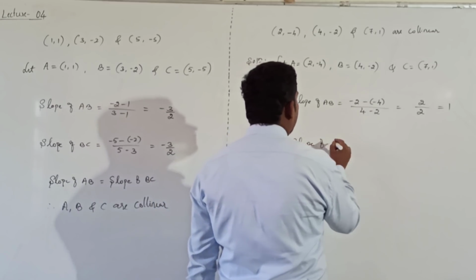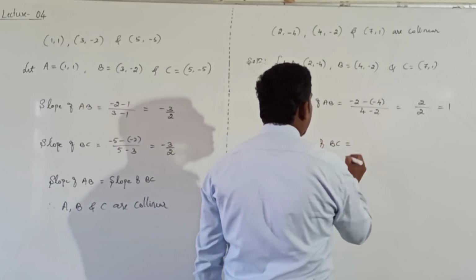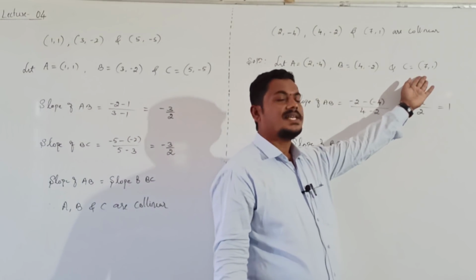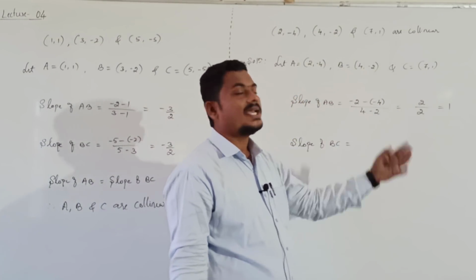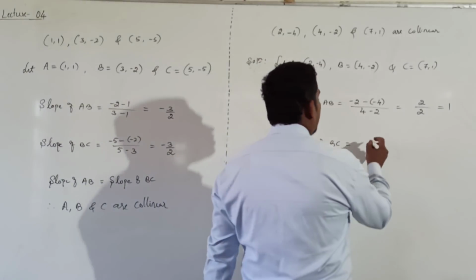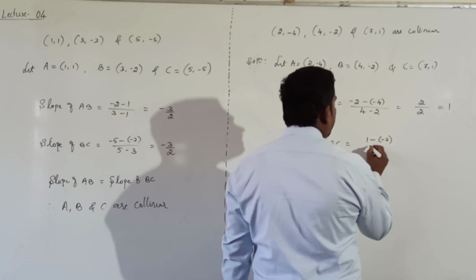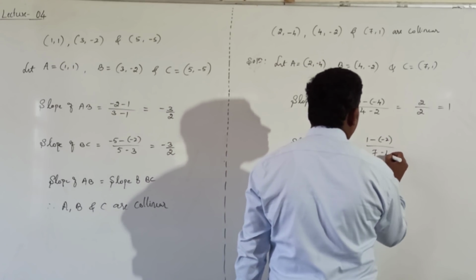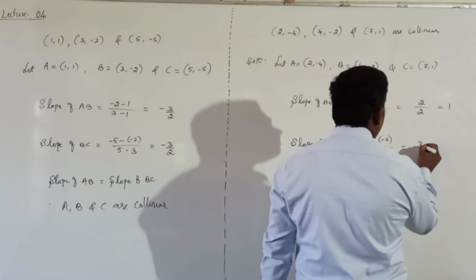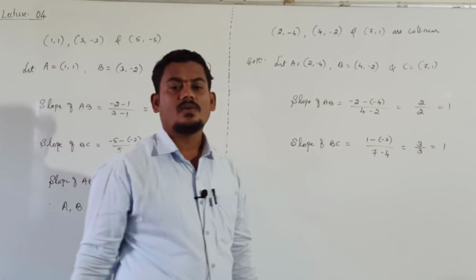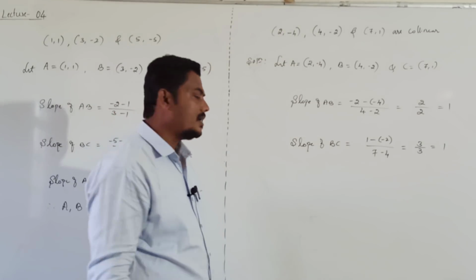Slope of BC line. While finding slope of BC, treat the second point as x2 y2, coordinates of B as x1 y1. Slope of BC is equal to 1 minus of minus 2 divided by 7 minus 4, that's equal to 3 divided by 3, which is equal to 1. Clearly slopes are equal means the given 3 points are collinear, right?